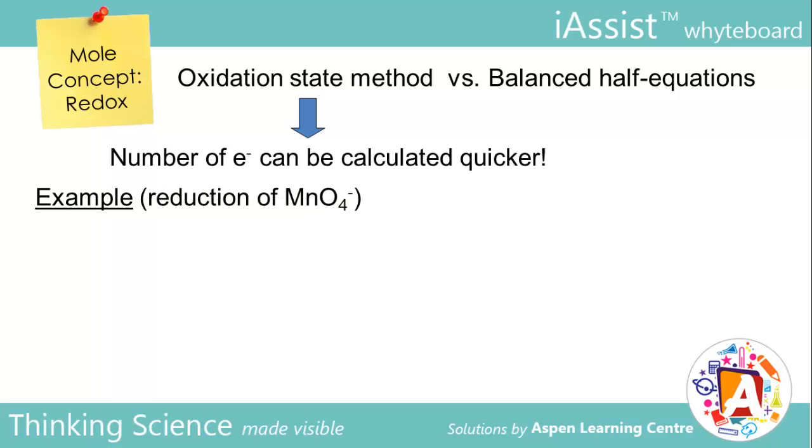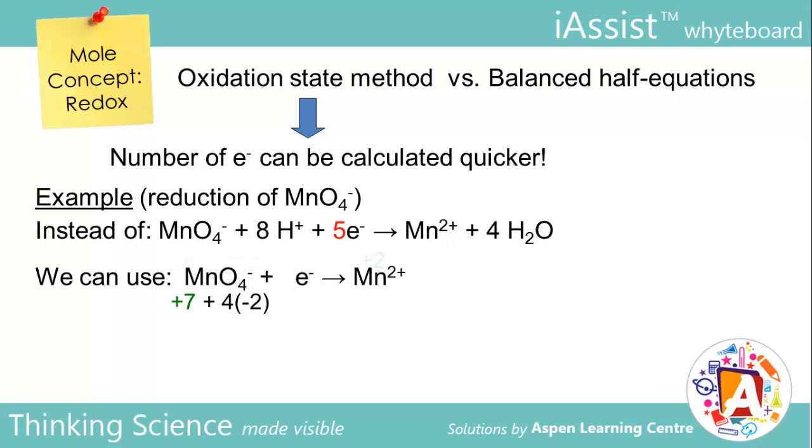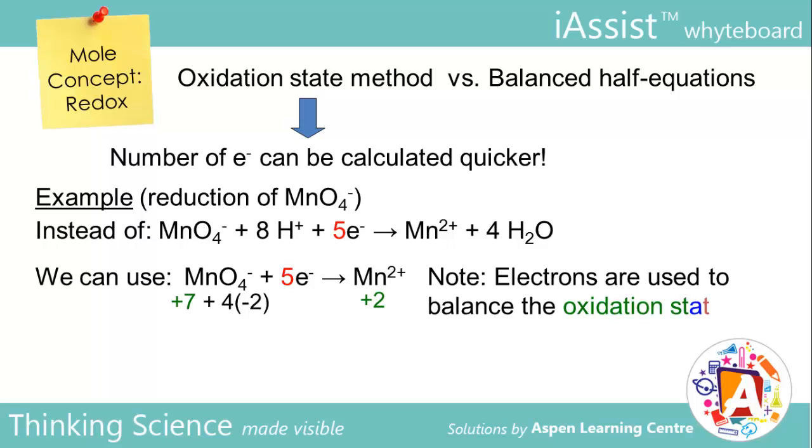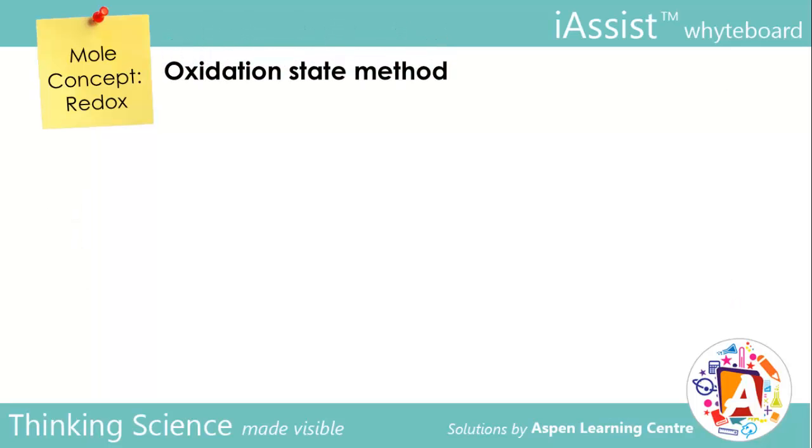For example, the reduction of the manganate 7 ion to Mn2+. Instead of writing out the balanced reduction half equation to determine the number of electrons accepted, we could use the oxidation state to deduce it. Note that in the oxidation state method, electrons are used to balance the oxidation states and not the charge of the ion. To solve redox questions using oxidation states, we follow these three steps.